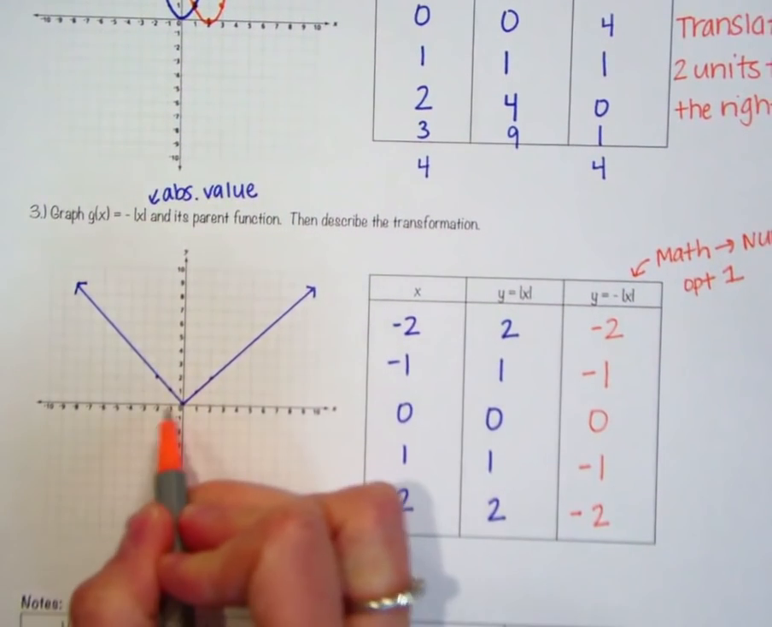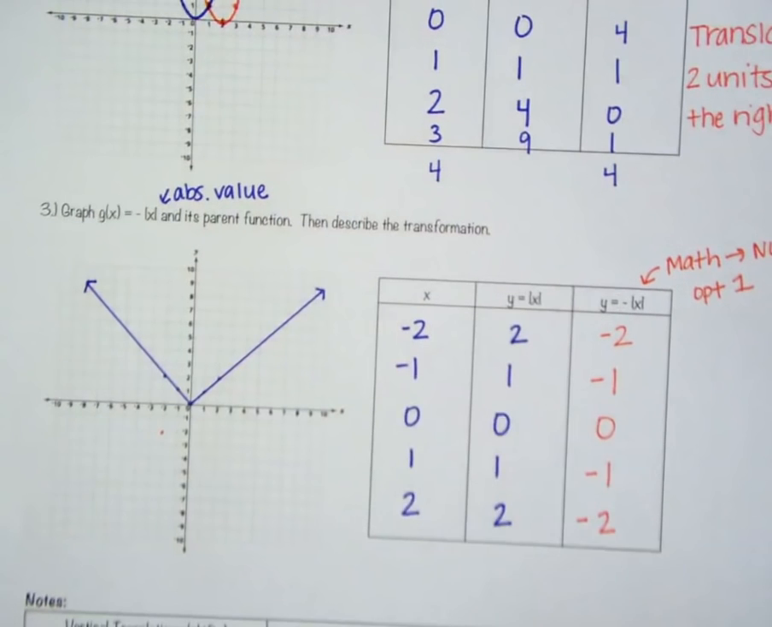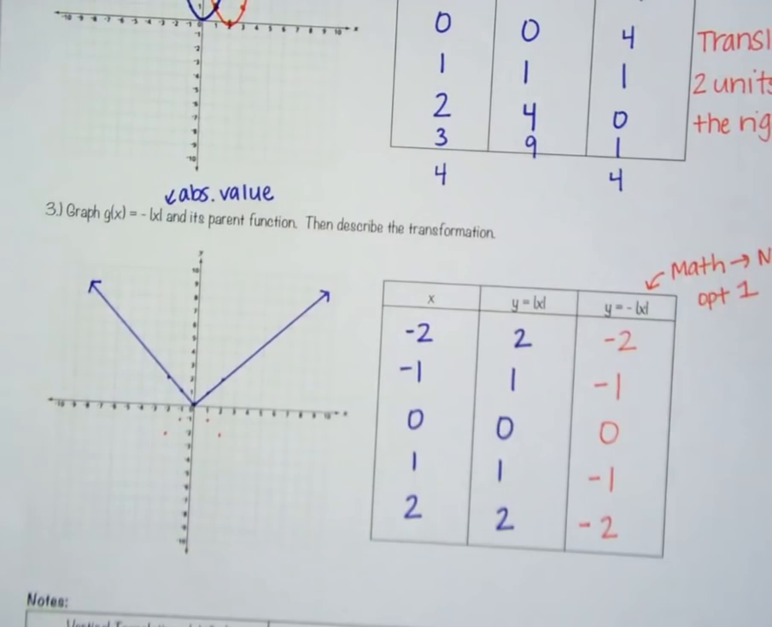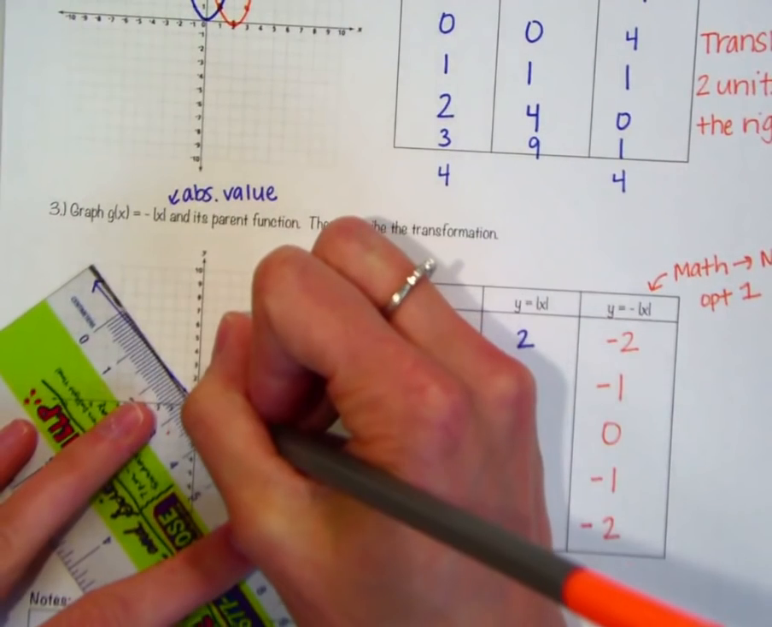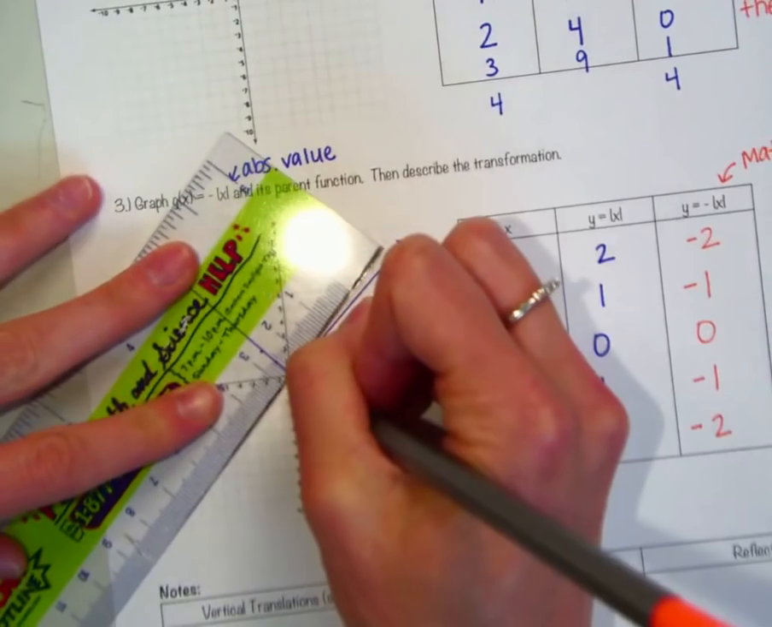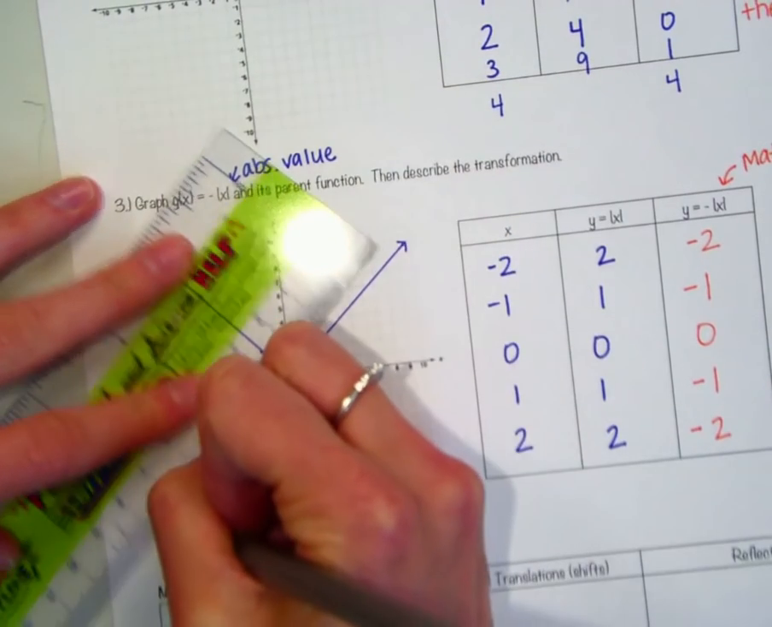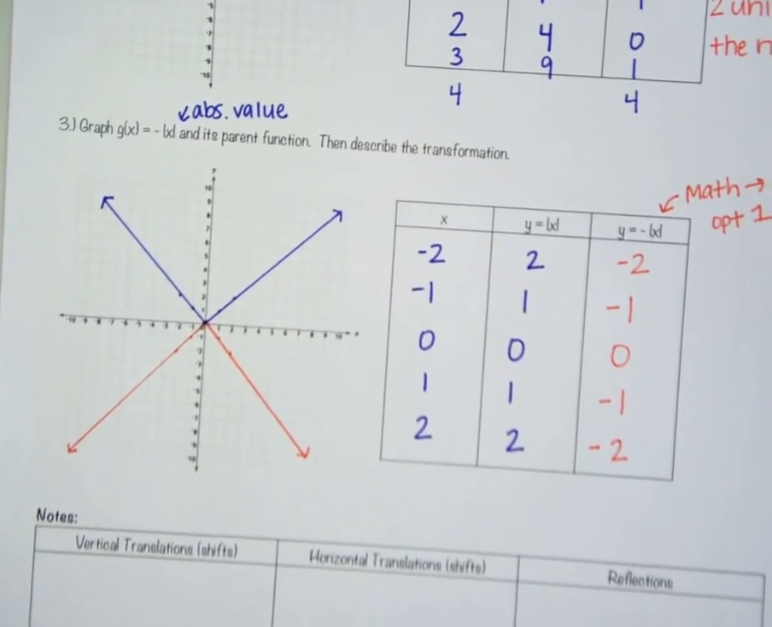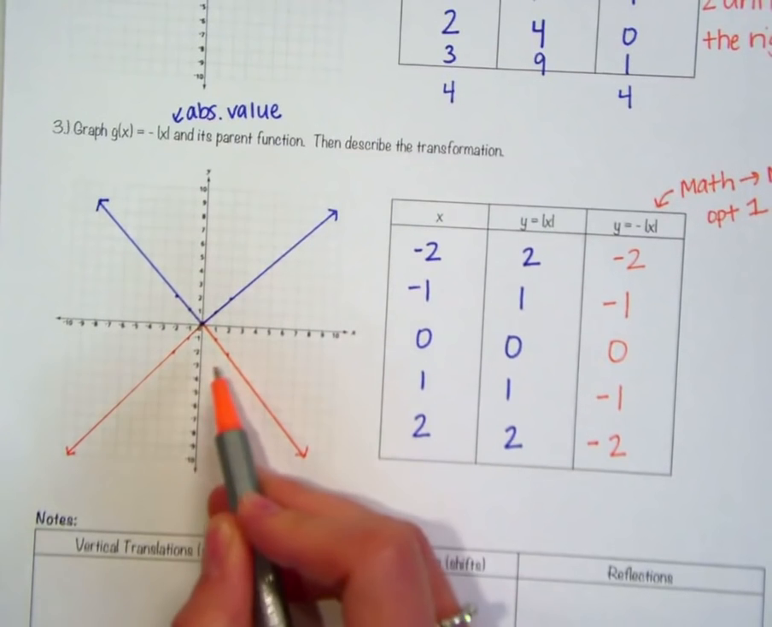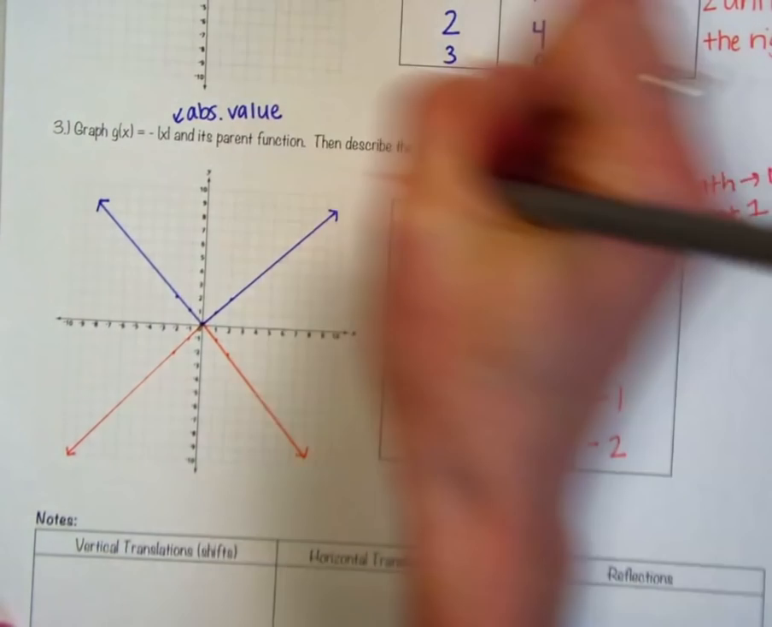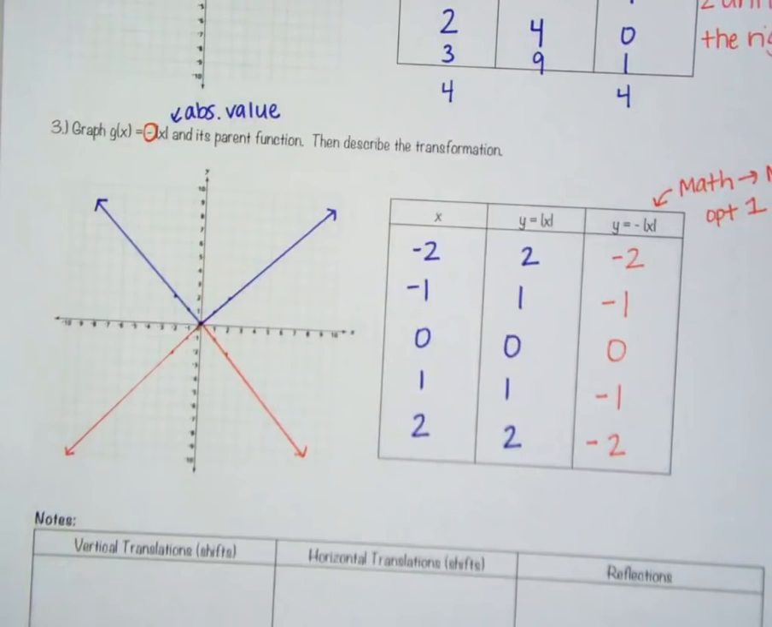So when I plot those points, -2, -2 would be down here, -1, -1, 0, 0, 1, -1, 2, -2. So again, I didn't shift it up at all. It has the same kind of point down here, but now it's flipped, and that has to do with this negative.